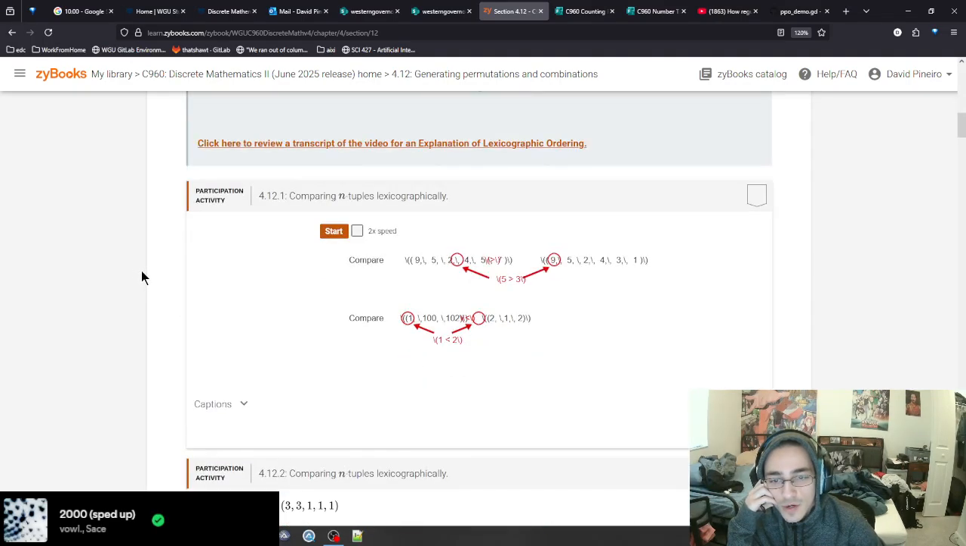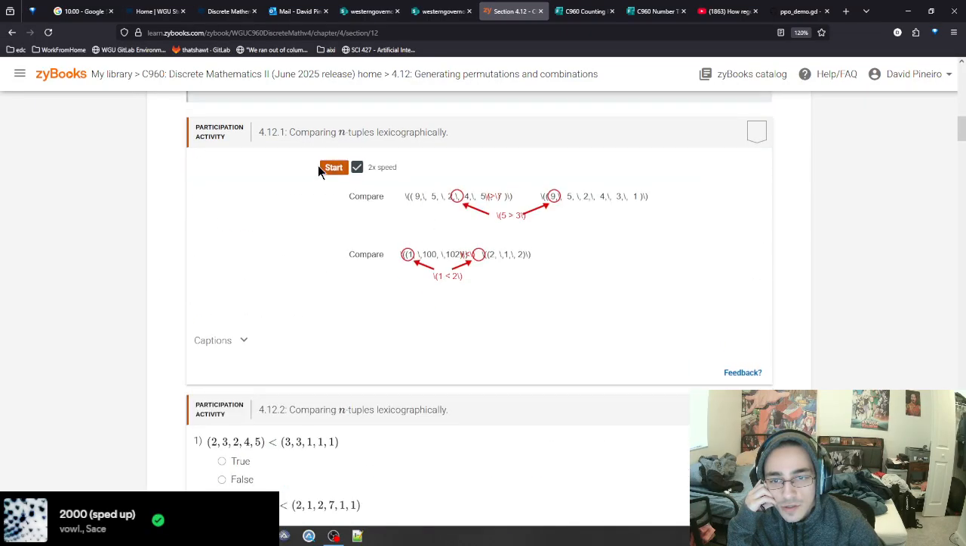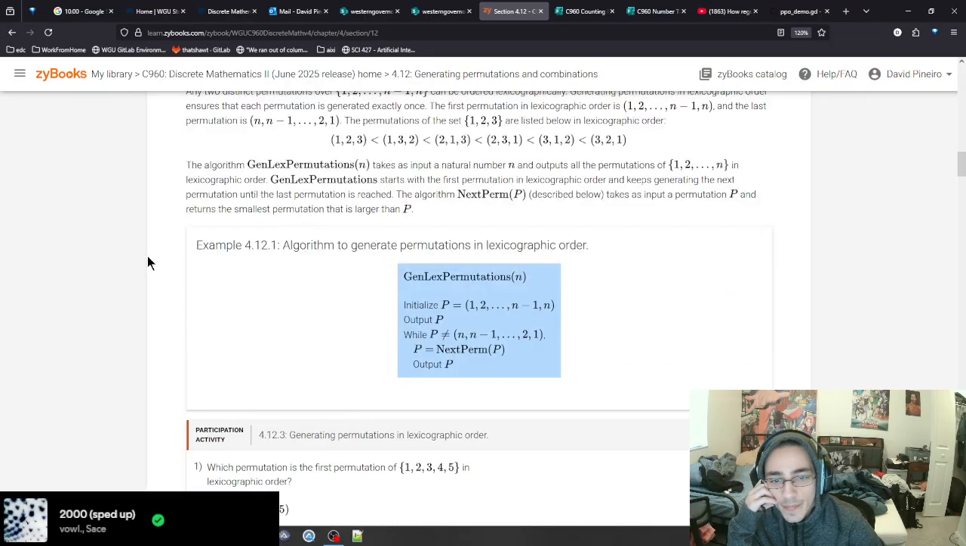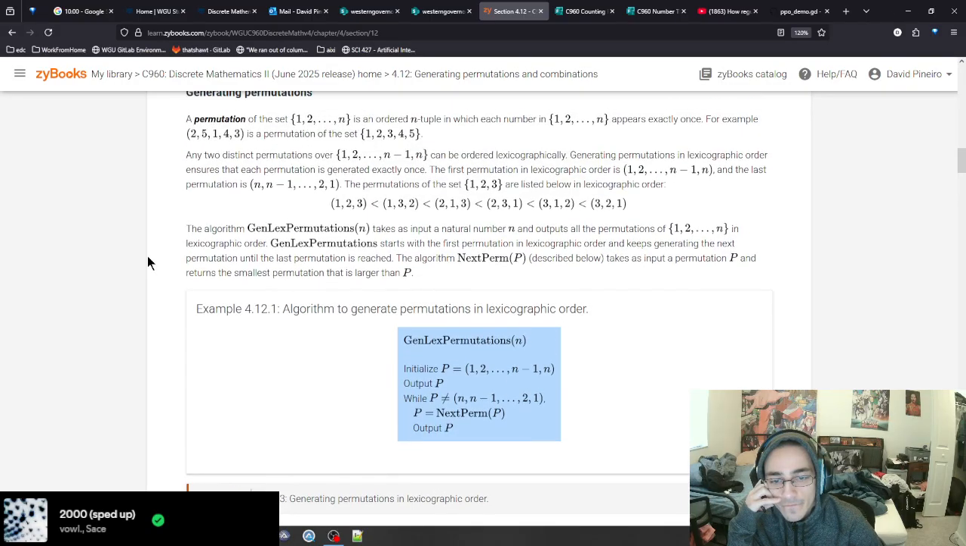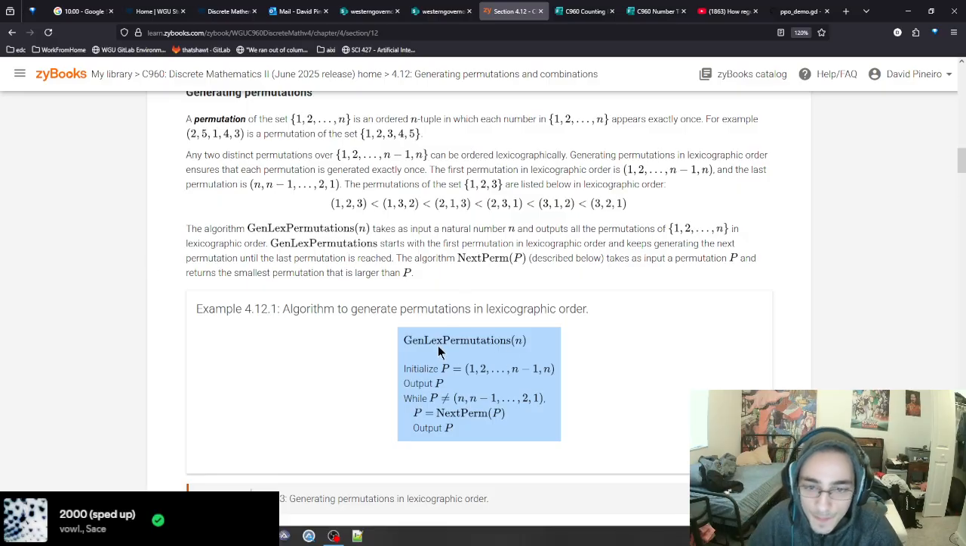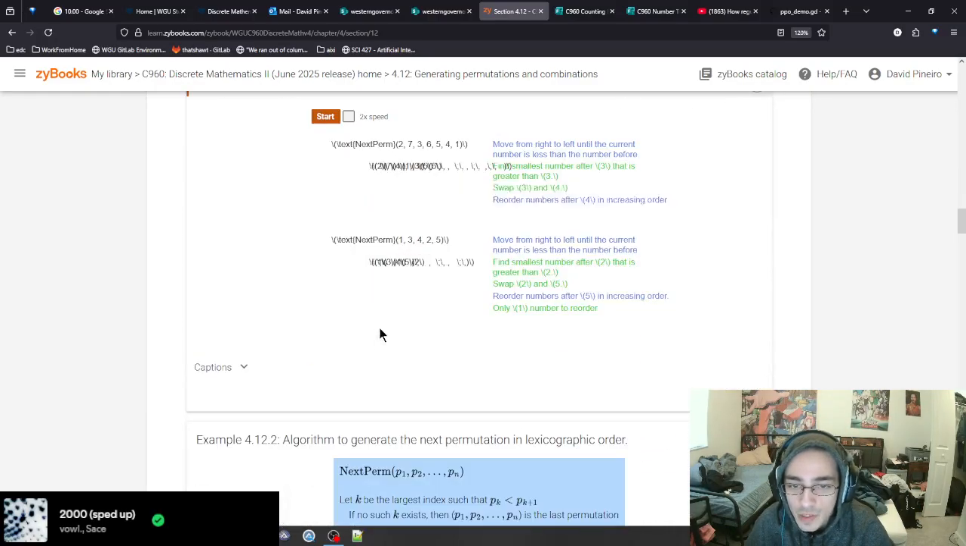Okay, so it's about permutations. So this is about integer permutations. So initialize P. So we got P equals next permutation. How do you do next permutation?